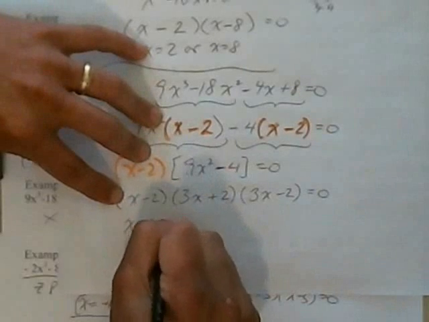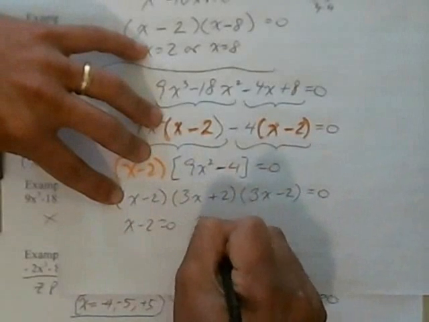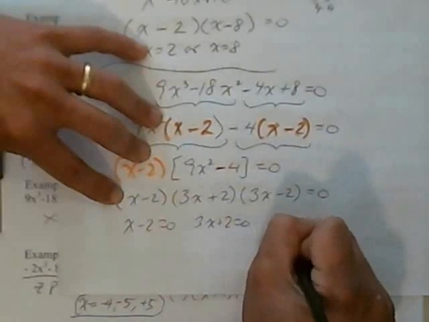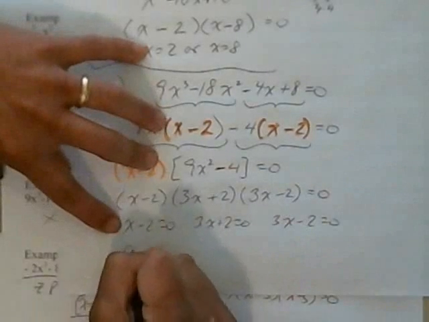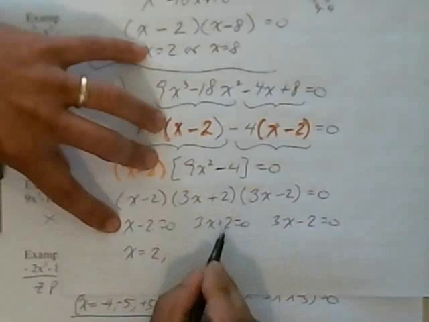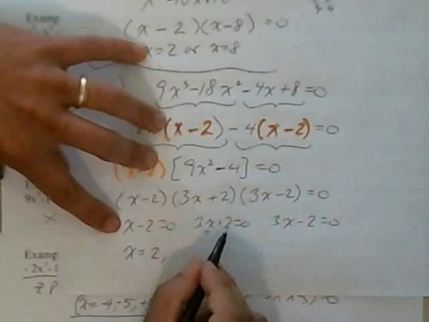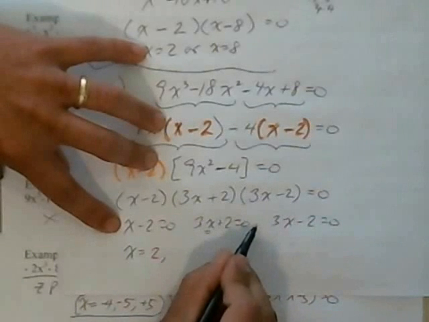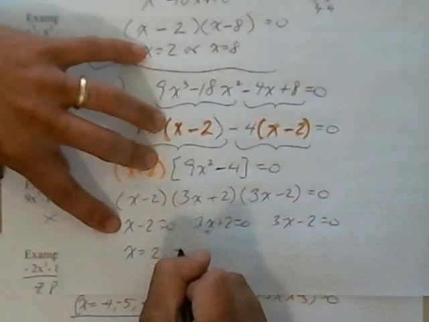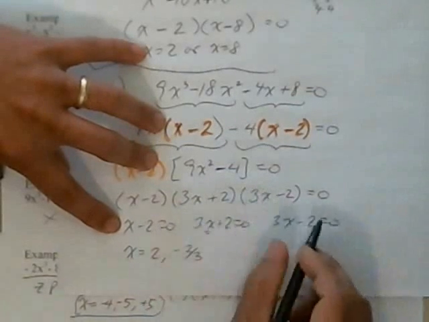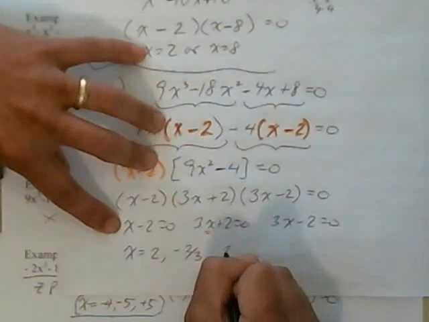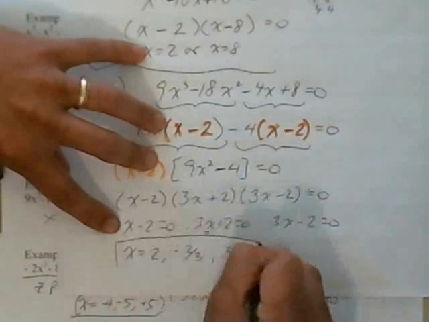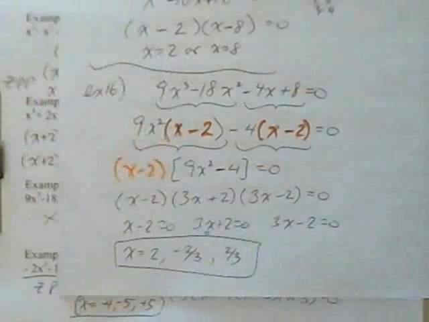x minus 2 equals 0, 3x plus 2 equals 0, 3x minus 2 equals 0. Solving for x, you get x equals 2. Solving for x here, move the 2 over, minus 2 divided by 3. Negative 2/3. Add the 2 over, divided by 3. It's going to be positive 2/3. So those are your 3 solutions.